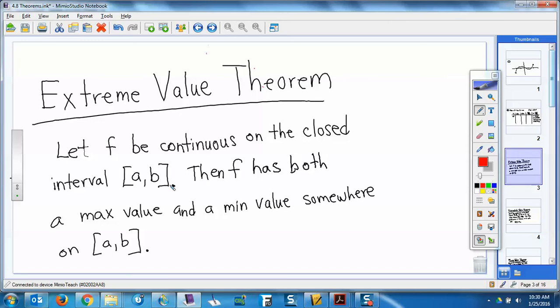Okay? If you don't have a continuous function, then you might still have a max and a min. You might have one, not the other. You might not have any, whatever.